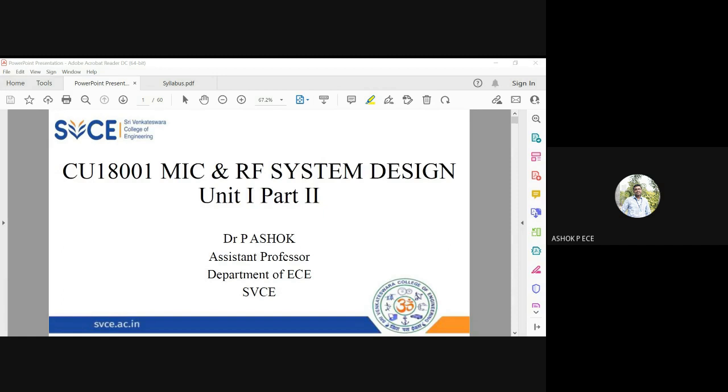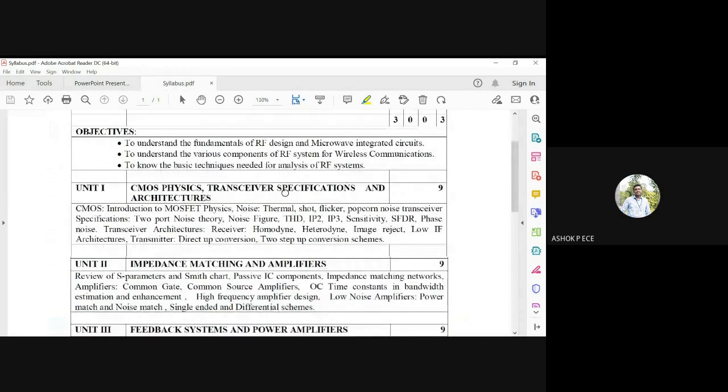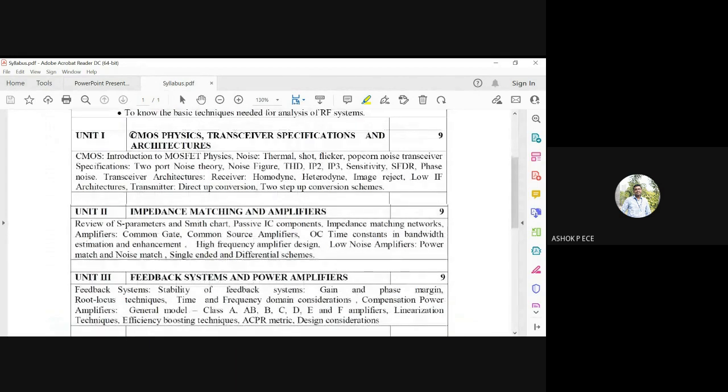So before proceeding with the unit, I hope the syllabus is visible to you. We have 5 units in this subject, and unit 1 is going to be the complete basics. Unit 1, I suppose, is the lengthiest of all the units. It is going to be very exhaustive, covering complete MOS basics. You have the different types of noise which can occur in a system. You have the two-point noise theory, the different noise parameters which measure the effectiveness of a system, and then the architecture for the transmitter separately and the architecture for the receiver separately.